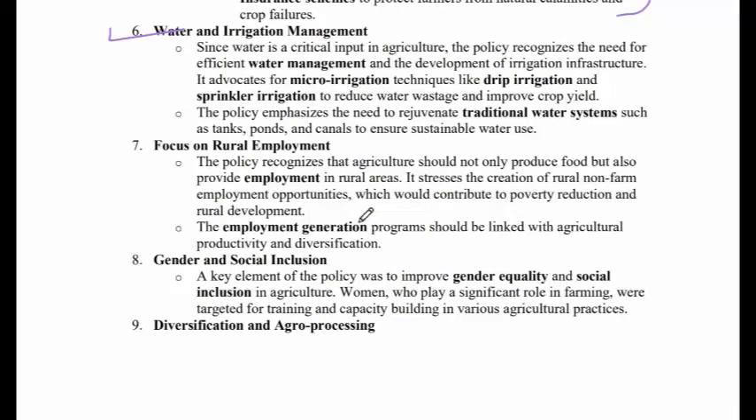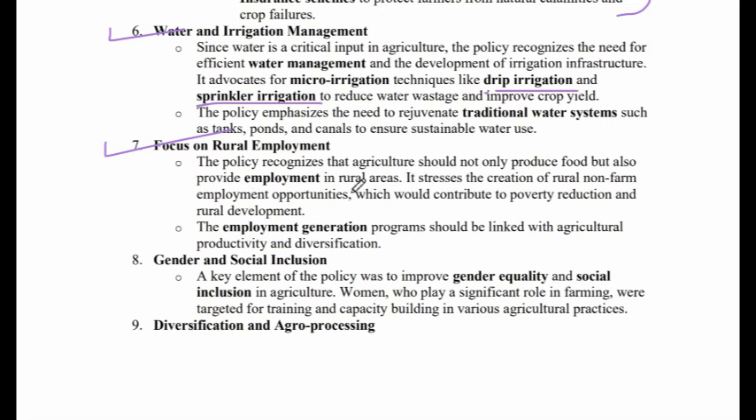Water and irrigation management. Since water is a critical input in agriculture, the policy recognizes the need for efficient water management and the development of irrigation infrastructure. It advocates for micro irrigation techniques like drip irrigation to save on water, and sprinkler irrigation to reduce water wastage and improve crop yields. The policy emphasizes the need to rejuvenate traditional water systems such as tanks, ponds, canals to ensure sustainable water use.